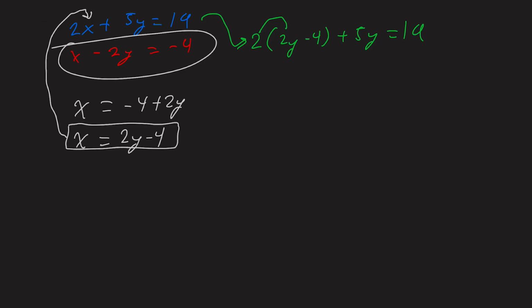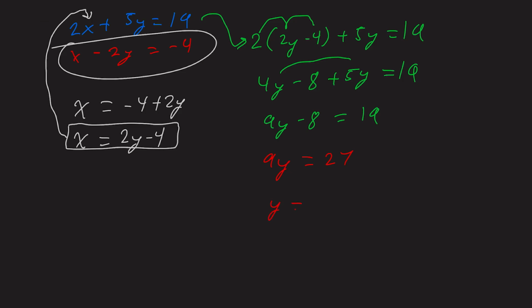Okay, now let me distribute my 2 inwards, and that's going to leave me with 4y minus 8 plus 5y equals 19. I'm going to combine my y values and get 9y minus 8 equals 19. Now I'm going to add 8 to both sides. 9y equals 27. Therefore, I'm going to divide both sides by 9 and get y equals 3.